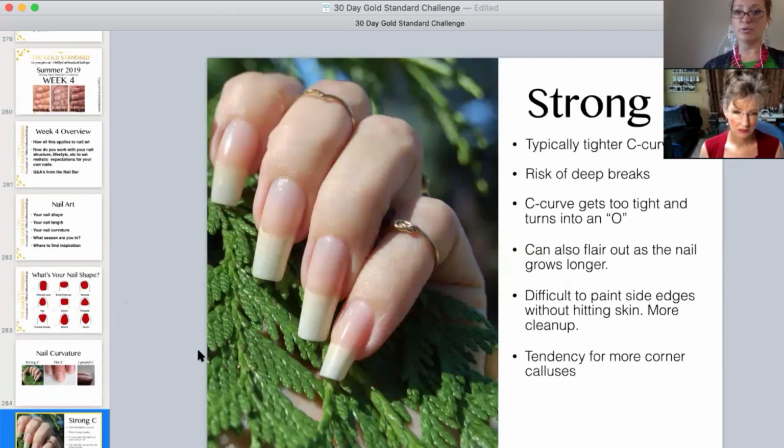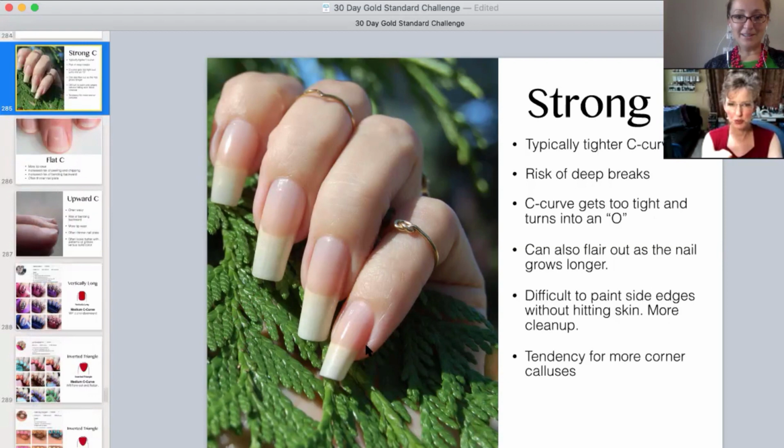So some of the hazards of strong C curves: you talked about the O. You have a higher risk of deep breaks. For some people, they flare out. For me, they actually start to taper tighter, and it can become painful. It's extremely difficult for me to get polish into those side edges without getting it all over my skin, so I tend to have more cleanup. On the sides, that's where I get really hardened calluses because of the constant pressure of the nail plate pushing into my skin. Especially with gardening, the more I do, the more those calluses build up. That's the body's response to "don't hurt me."